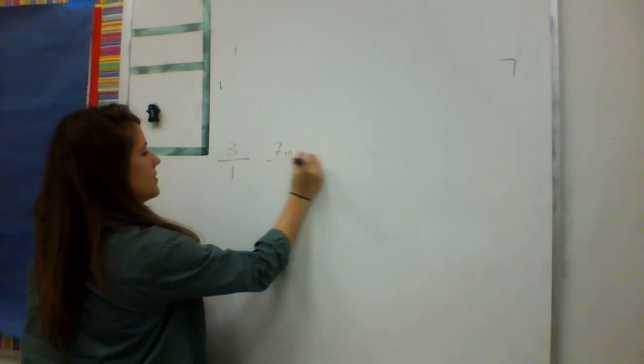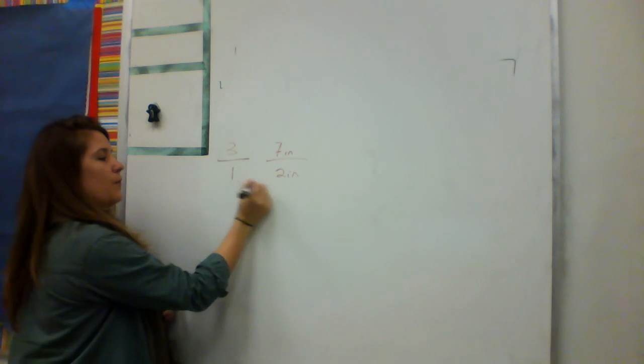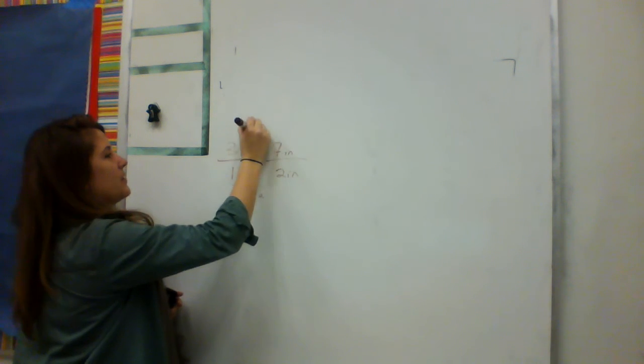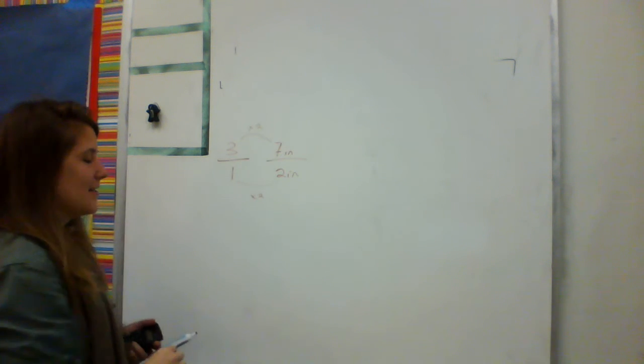Next one says 7 inches to 2 inches. Well, I can test. I know 1 to 2 is times 2, but 3 times 2 is not 7, so A does not work.